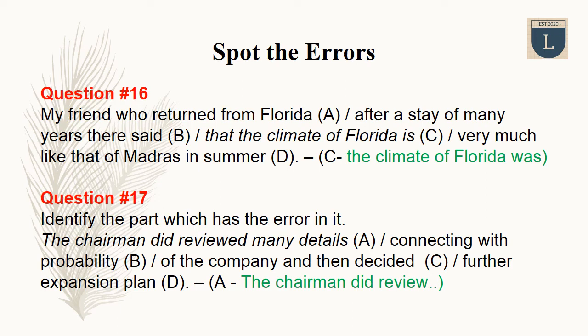Question 17. The chairman did reviewed many details connected with the profitability of the company and then decided further expansion plan. The 4 parts is a good sentence. The error is in A, because did reviewed is wrong. Whenever we use did, the standard rule is that we should use the present tense of the verb. Not reviewed, we should use review. The chairman did reviewed is wrong, so it should be changed to the chairman did review many details.